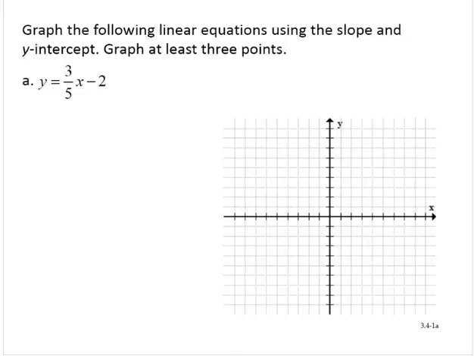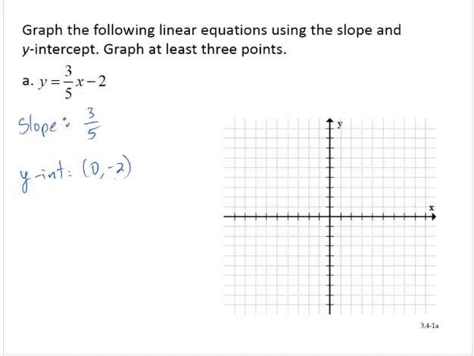Graph the following linear equations using the slope and y-intercept. Graph at least 3 points. We have the equation y equals 3/5 x minus 2. So notice that the slope of this line is 3/5 and the y-intercept of the line is (0, -2).